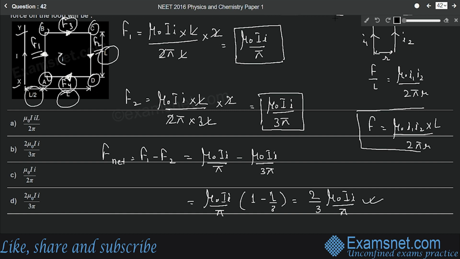So let's match it. 2 by 3 mu naught capital I small I by pi. So I think option number D should be the correct answer, right? But option number B is also the same. I think there is some printing mistake, but this will be your answer. Whichever option has this one, that will be the correct answer.